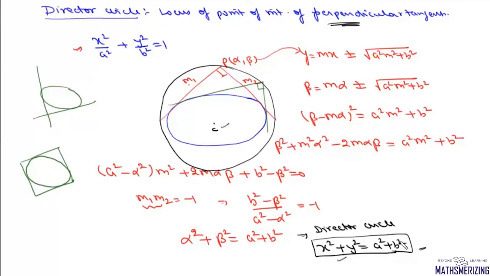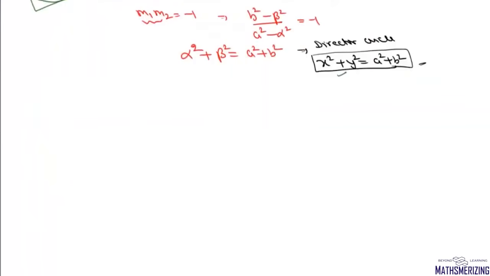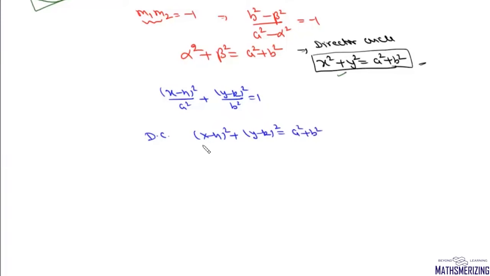Now if we have any ellipse whose center is not at origin, say for example, suppose equation of ellipse is x minus h whole square upon a square plus y minus k whole square upon b square equals to 1. And in this case, equation of director circle will be x minus h whole square plus y minus k whole square, and it must be equal to a square plus b square.